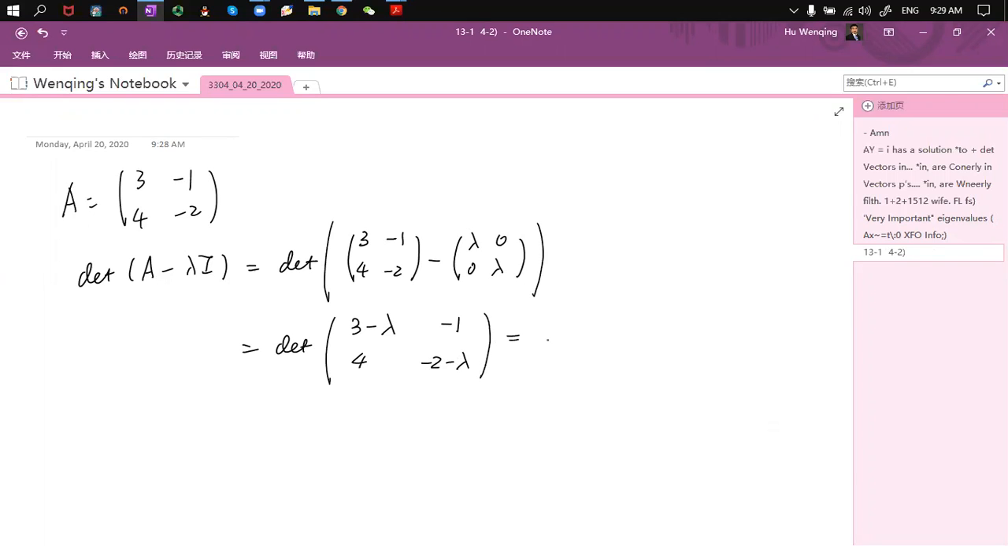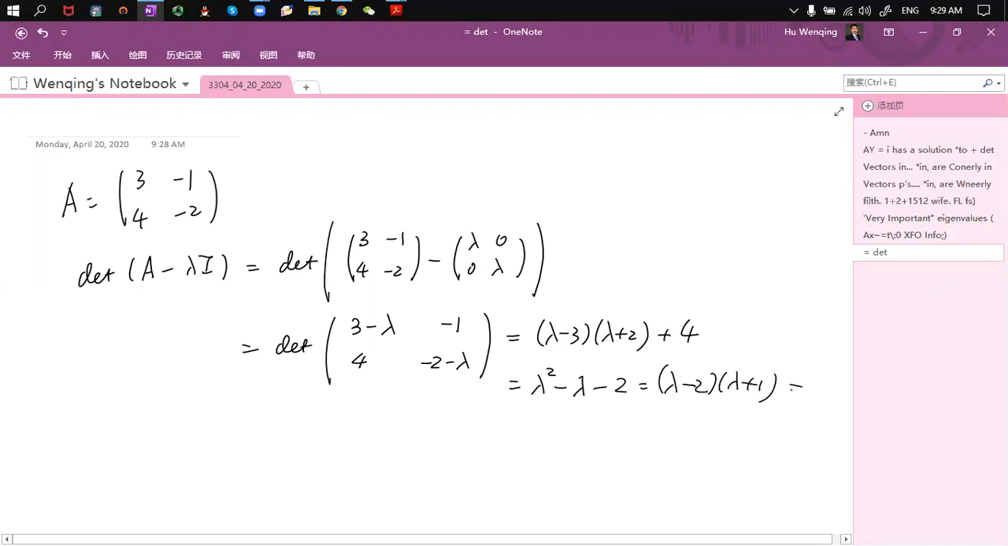The determinant is simply calculated as lambda minus 3 multiplied by lambda plus 2. Remember, I just flipped the sign for both of these, and then plus 4. So that's lambda squared minus 3 lambda plus 2 lambda, which is minus lambda, minus 6 plus 4, which is minus 2. That factors as lambda minus 2 times lambda plus 1, which equals 0. So the first eigenvalue is 2, the second eigenvalue is minus 1.